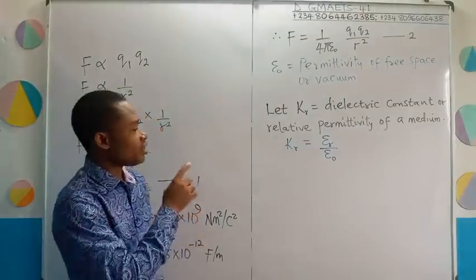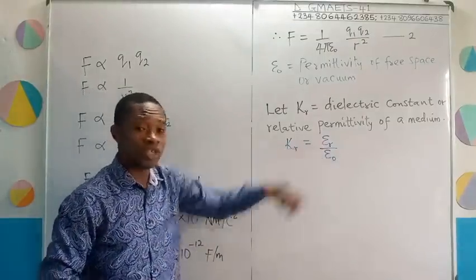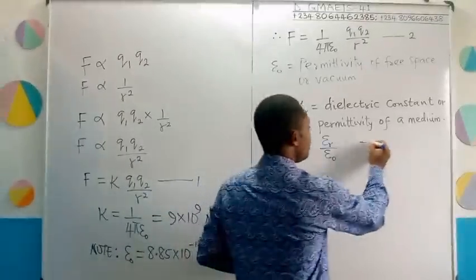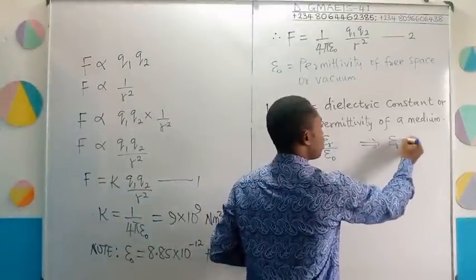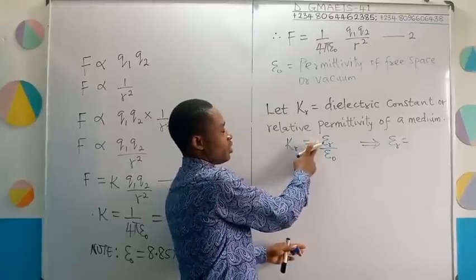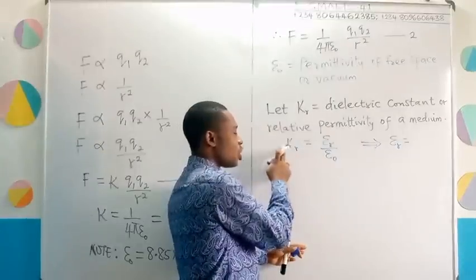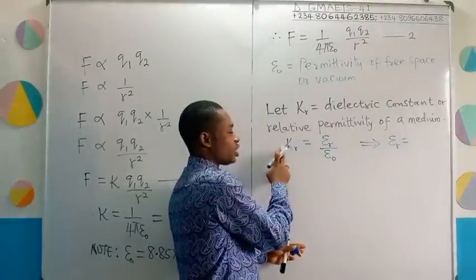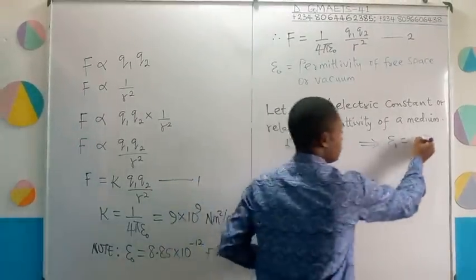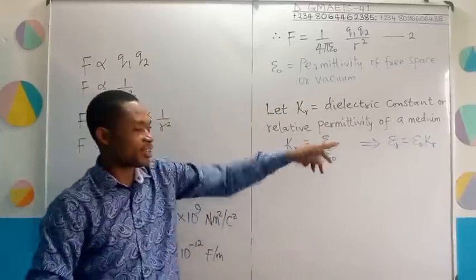Now, if you look at this, you would agree with me that to get the permittivity of any medium, we have to cross multiply. So the permittivity of any medium is going to be the permittivity of free space multiplied by the dielectric constant of that medium. Take a look at that.